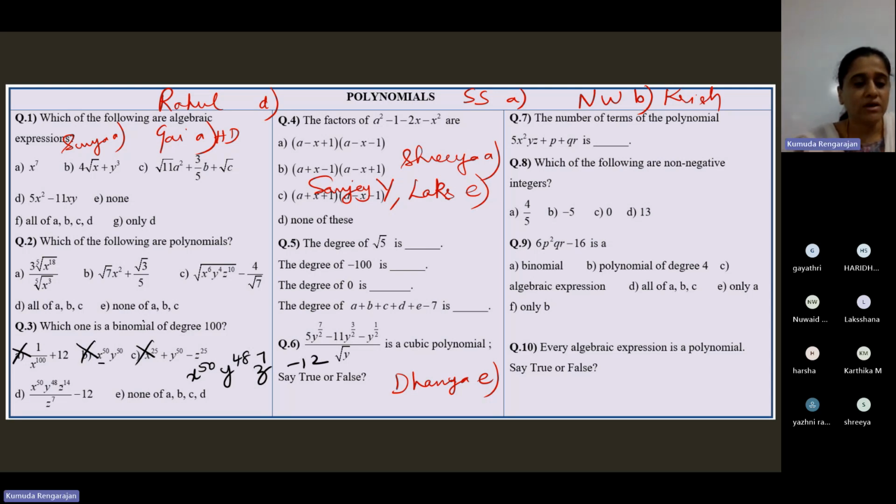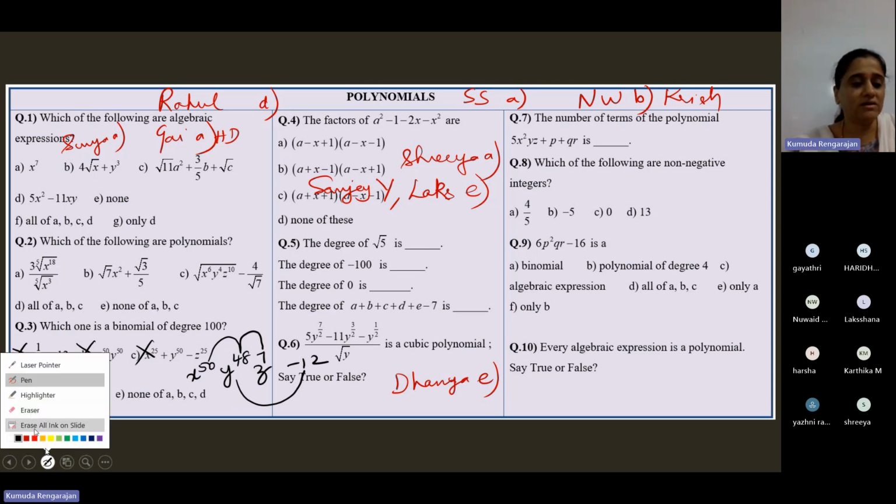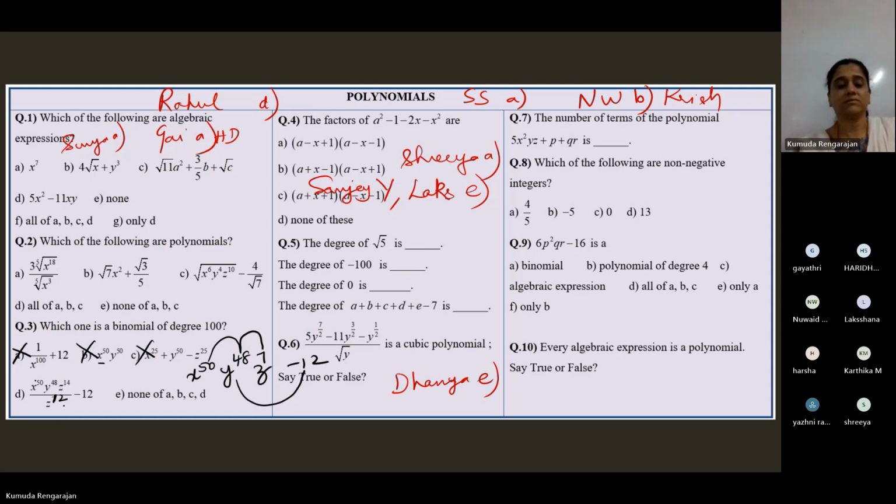I've simplified. Division, so subtract the powers. 14 minus 7, so it will be z to the power 7. So here it's a binomial, but the degree is 50 plus 48, 98, 98 plus 7, 105. What if I made this 12? What is 14 minus 12? 2.